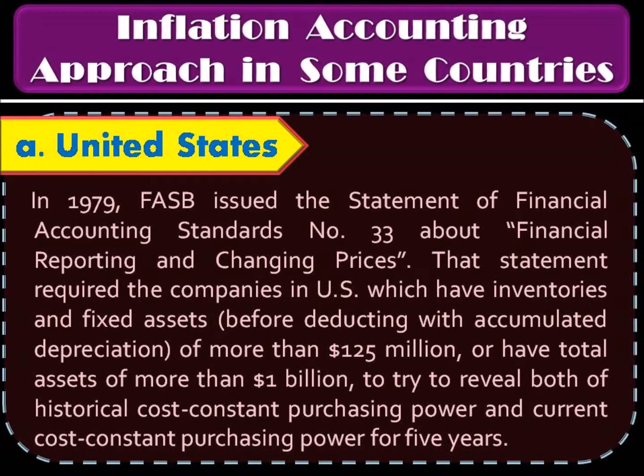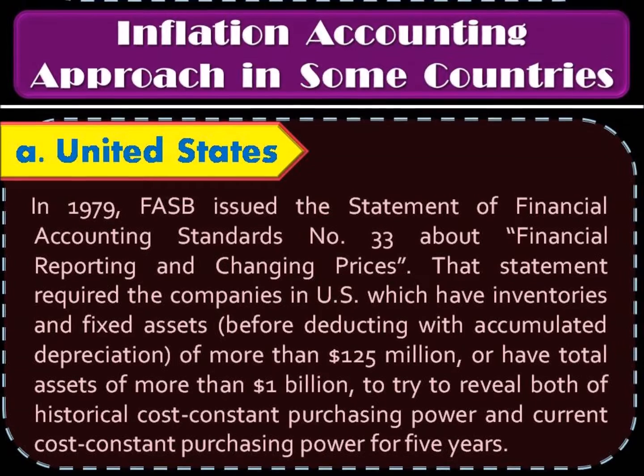Inflation accounting approach in some countries. A. United States. In 1979, FASB issued Statement of Financial Accounting Standards Number 33 about financial reporting and changing prices. That statement required companies in the U.S. which have inventories and fixed assets, before deducting accumulated depreciation, of more than $125 million or have total assets of more than $1 billion to disclose both historical cost constant purchasing power and current cost constant purchasing power for 5 years.